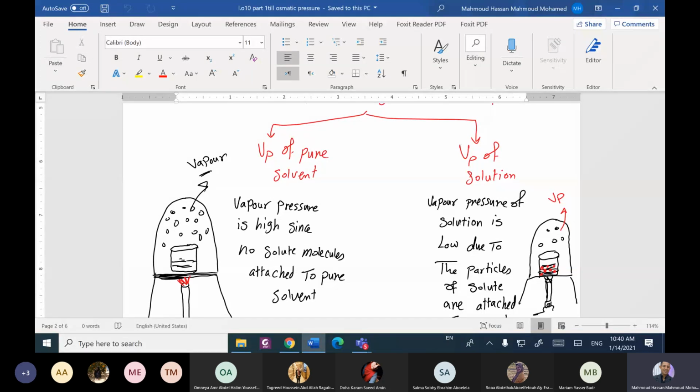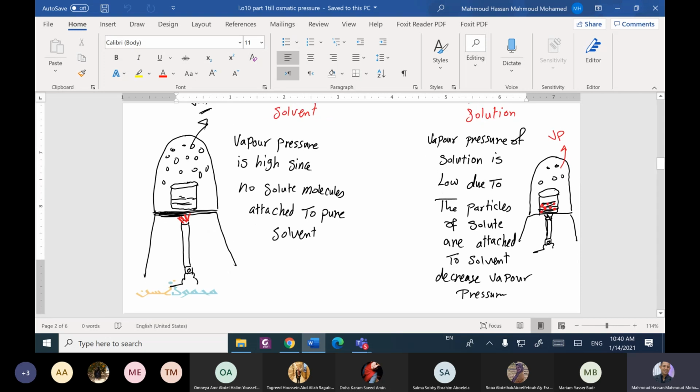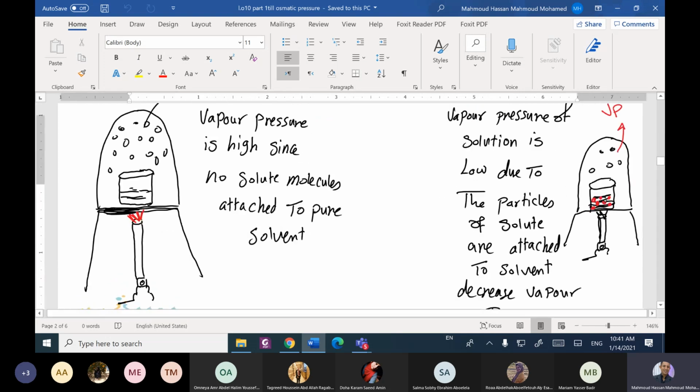So firstly, you'll find that if we put distilled water in a closed container and start heating it, the vapor pressure will increase, since no solute particles are attached to the water molecules. But in the case of solutions, we'll find the solute particles, represented by the red color, attached to the particles of the solvent. So we decrease the vapor pressure.